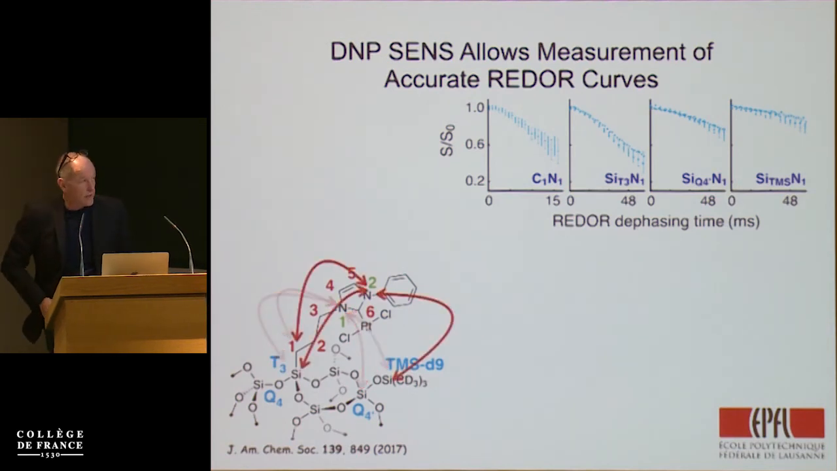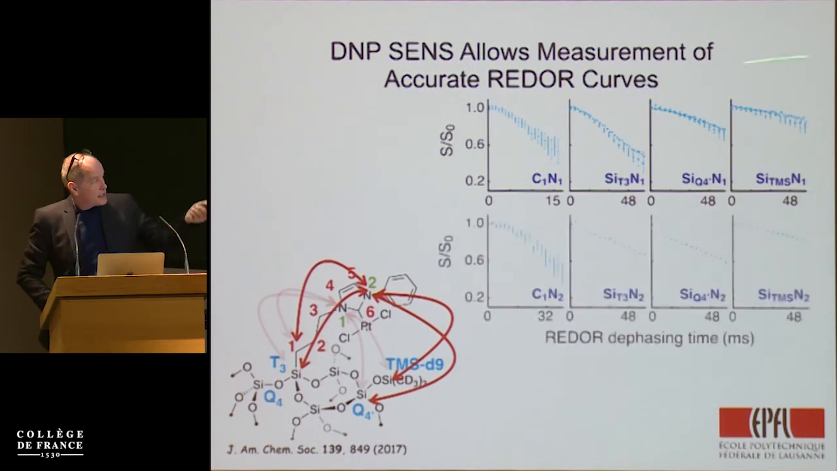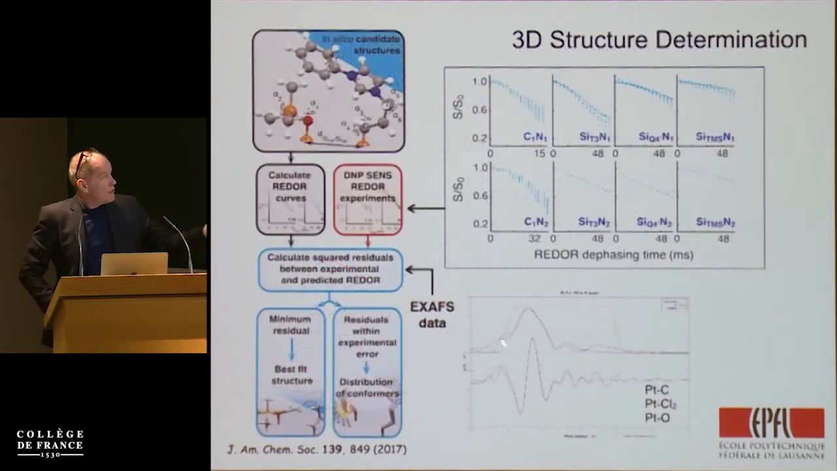Okay, so this network of distances, I end up with 8 different dephasing curves. I'm then going to feed that into a modeling system. So this is how we determine structure in any case, whether it's by X-ray or by NMR. We calculate the curves, and we compare them to experiment.